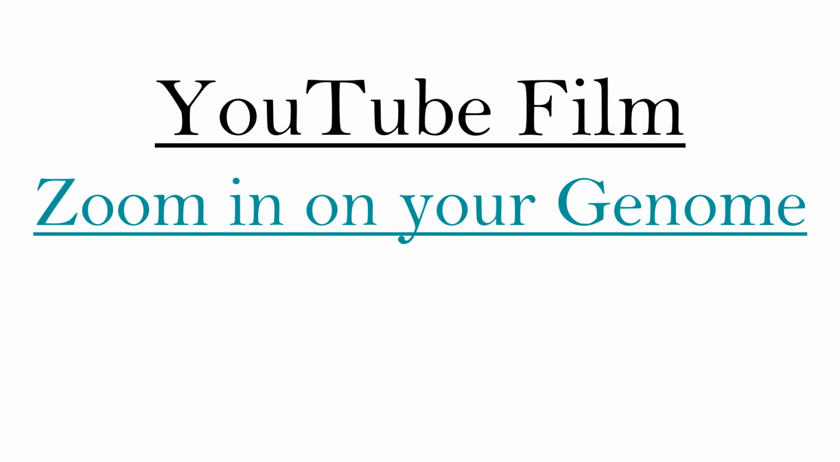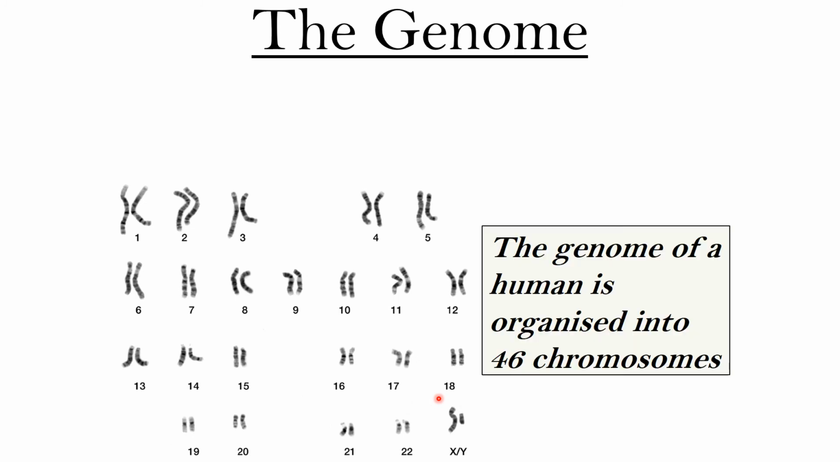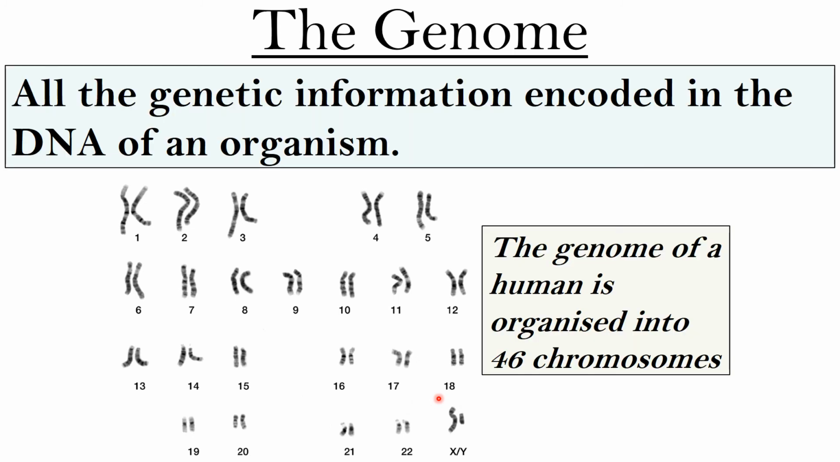So if you just zoom in on your genome. This is the genome here of a male human, 23 pairs of chromosomes, XY, and as a definition, the genome is all the genetic information encoded in the DNA of an organism. So a human genome is in 46 chromosomes, chimpanzee 48, etc. But it's basically everything that's contained within those chromosomes.